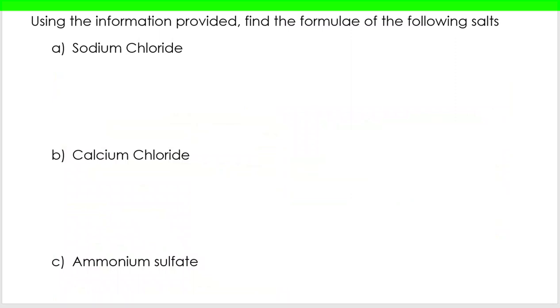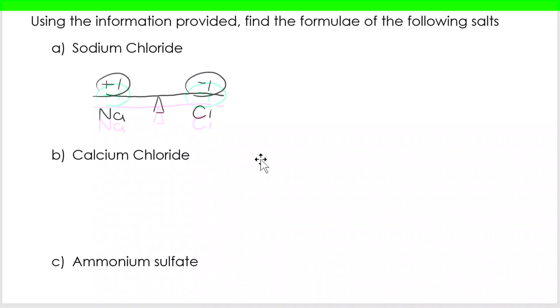So sodium chloride is sodium and chlorine. I draw my seesaw with a positive ion on the left, the negative on the right. I then put the charges on top of the seesaw. I want my seesaw to balance to 0. And what I can see here is I've got a +1 and a -1. That comes to 0. So the formula is NaCl.